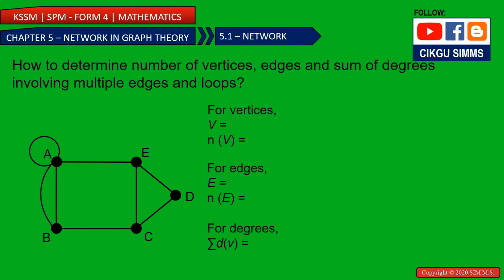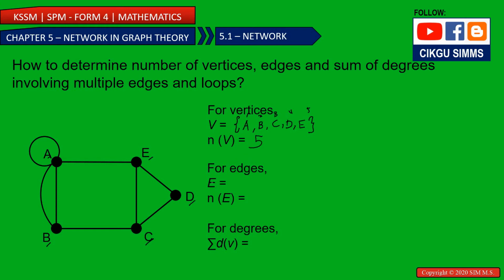By listing the vertices first. Vertices means this. We have A, B, C, D, and also E. We have 5 dots, meaning 5 vertices. So we list out A, B, C, D, and E. How many vertices? You count the elements: 1, 2, 3, 4, 5. We have 5, so you just write 5 there.